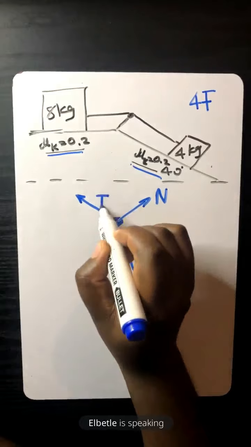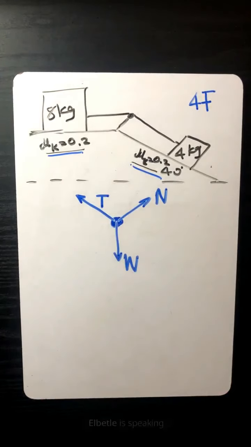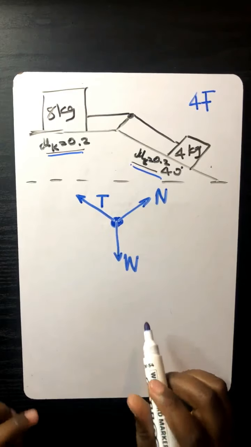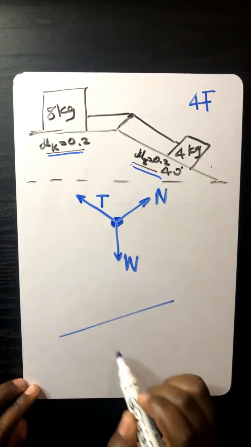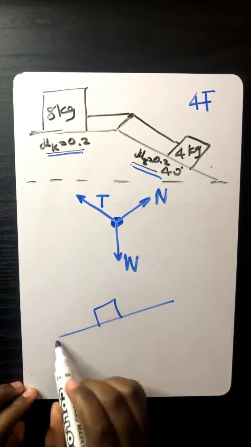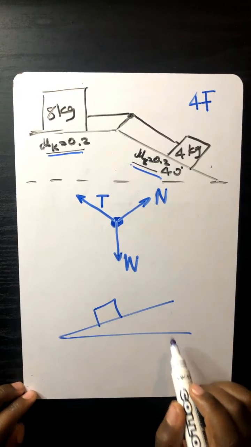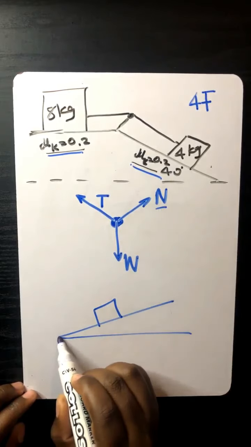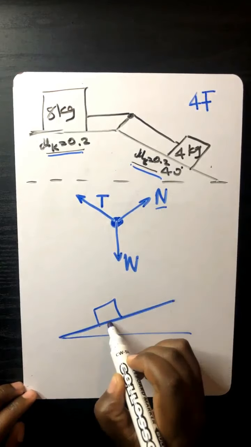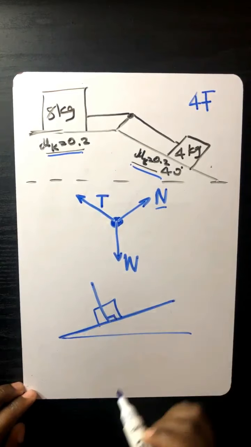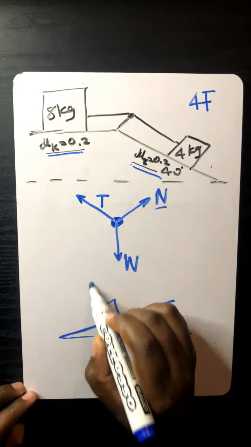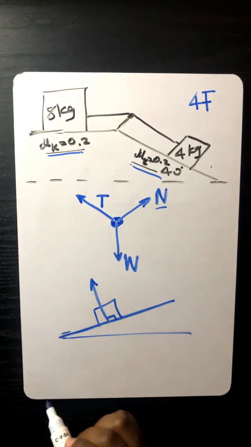Wait, sir, how do we estimate the direction of the normal force? Like, where to put it? So, let's say we've got an object on that slope. Always when you do the direction for the normal force, it's always perpendicular to the surface. Can you see there's the surface? It has to form a 90 degree angle there. So that is why we say it's in that direction for this slope.